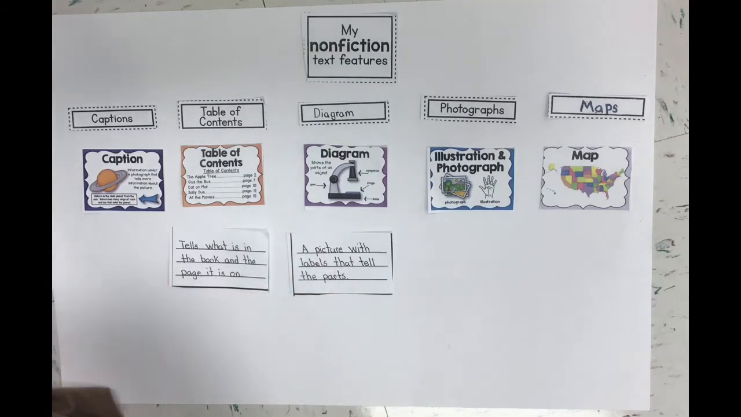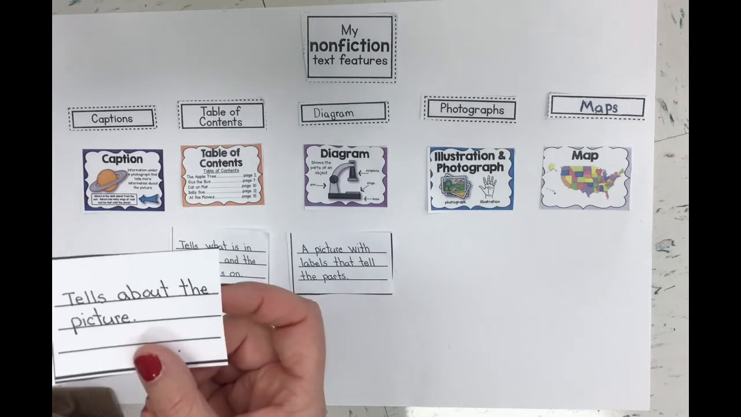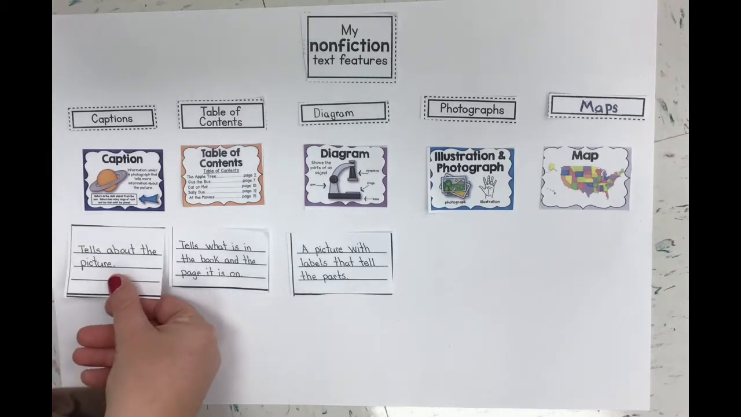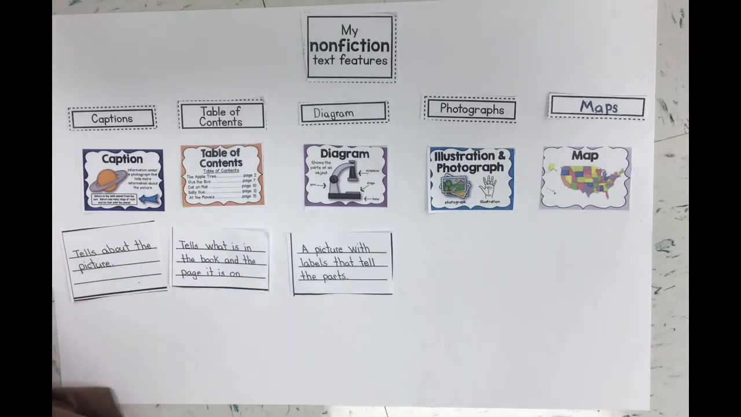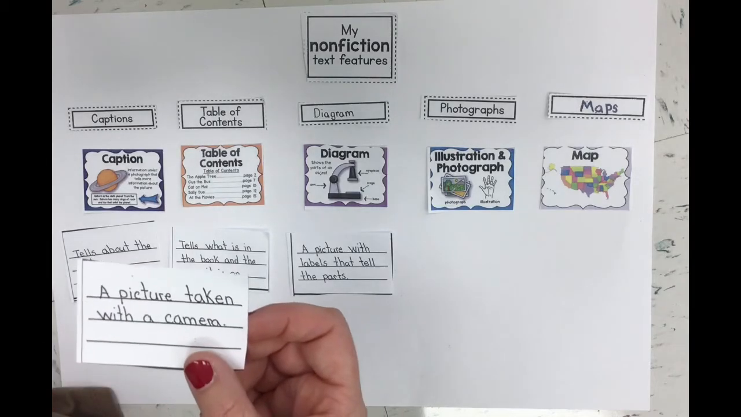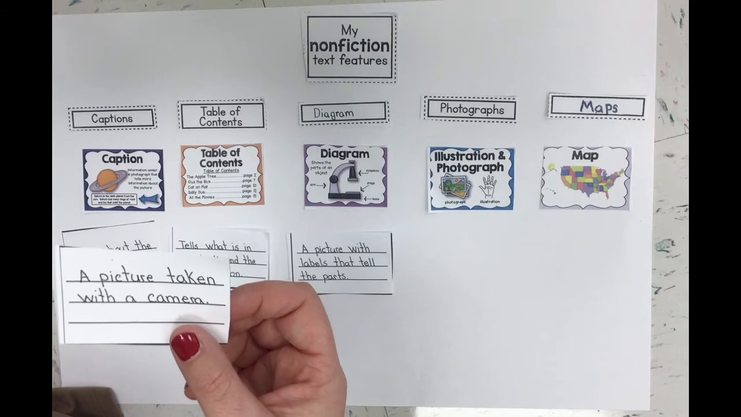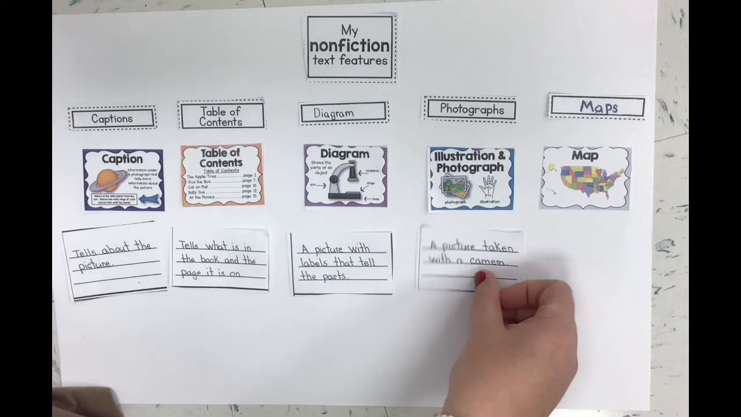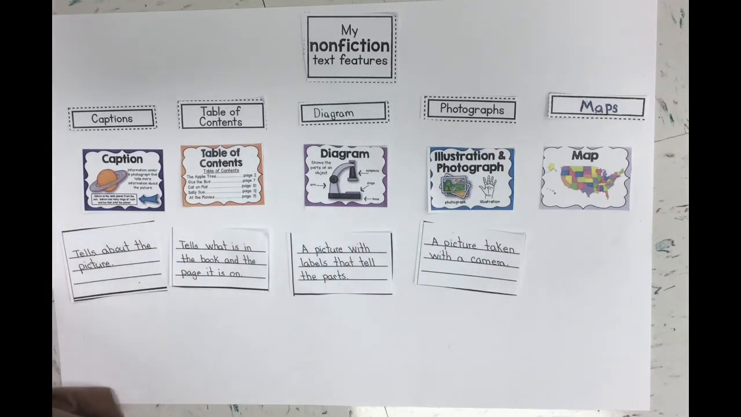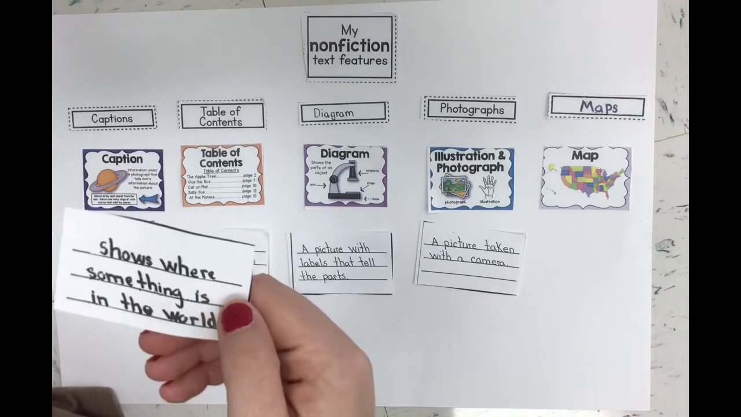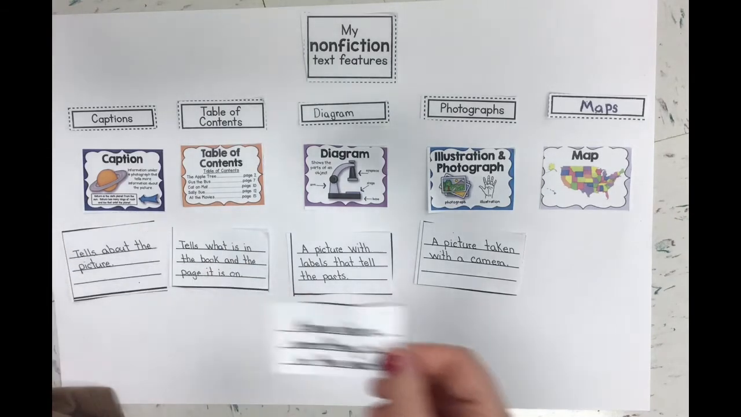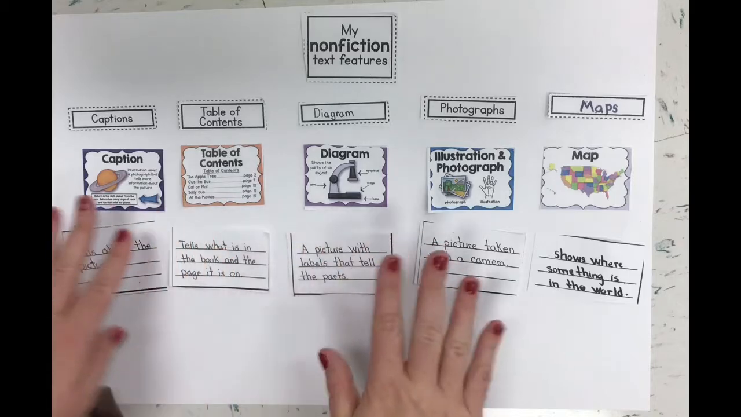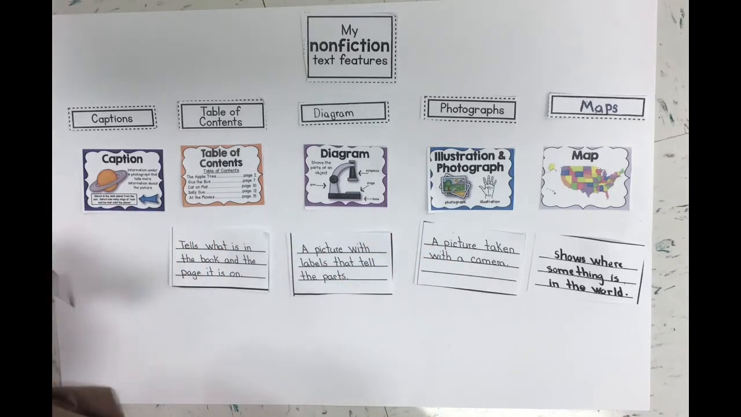My next definition is tells about the picture. What tells about the picture? Yes, captions. Captions tell us about the picture. The next one is a picture taken with a camera. Which one do you think it is? Yes, it's a photograph. It's usually taken with a camera. And then my last one says, shows where something is in the world. And that is our last one that's left. That is a map.